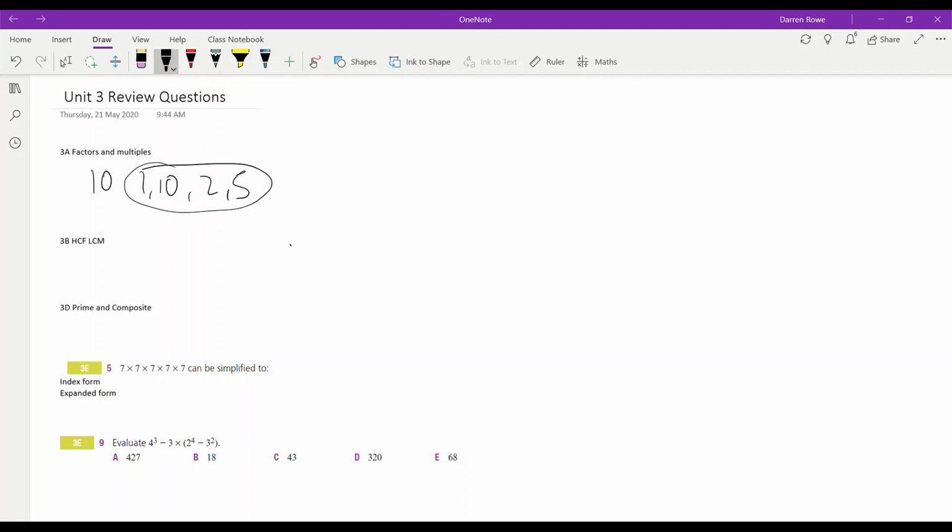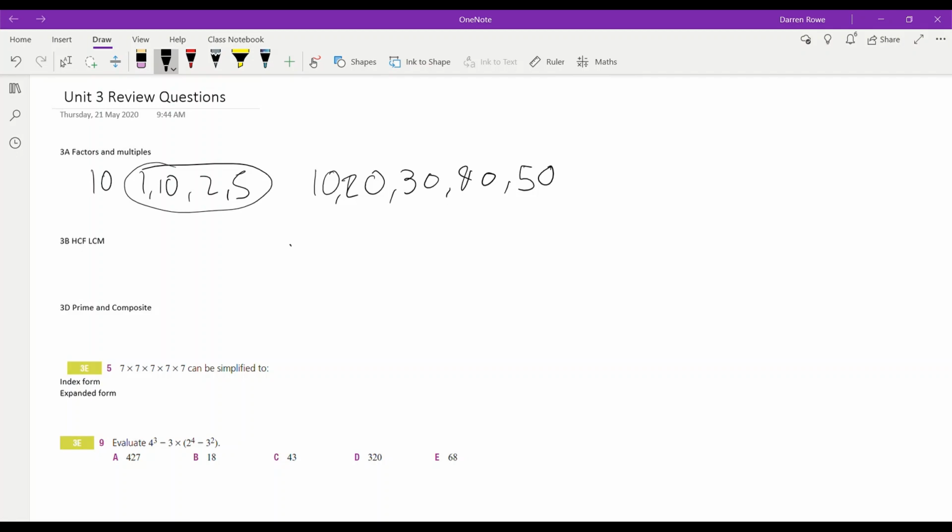Now, multiples is like if you said what is a multiple of 10, you would be saying what is the answers to the 10 times table. So you'd be counting up by that number. 10, 20, 30, 40, 50, and so on. They're the multiples of 10. Okay, so the factors are the numbers that times into it, and the multiples of that.